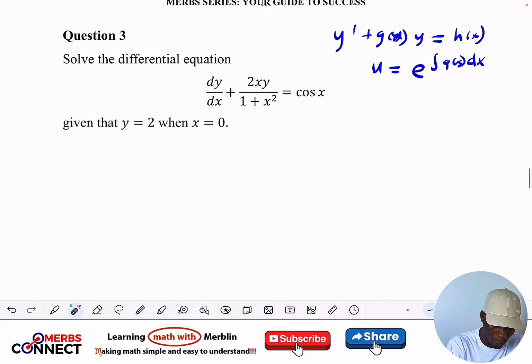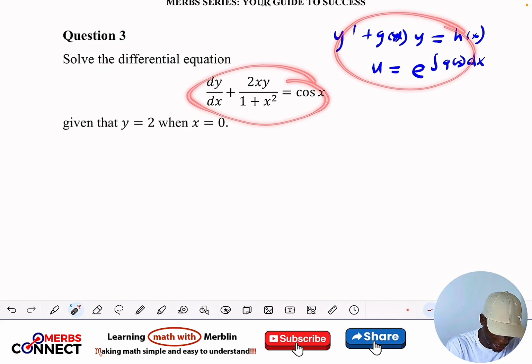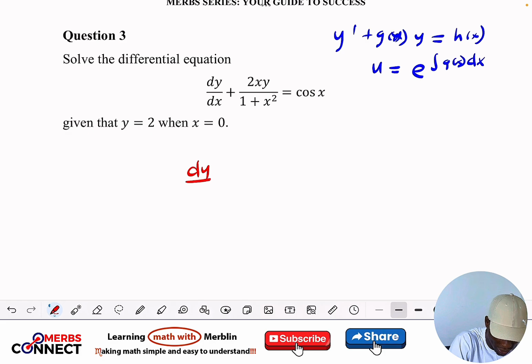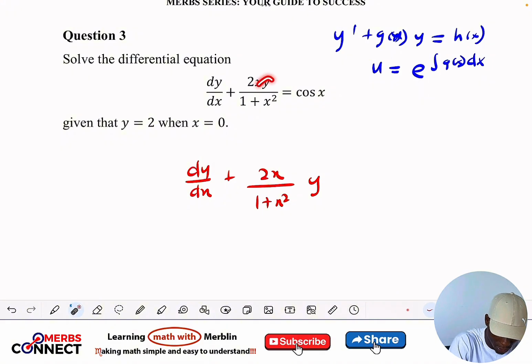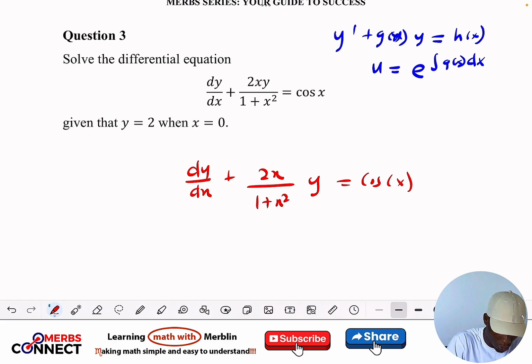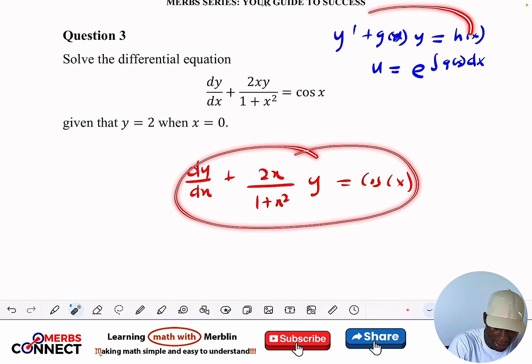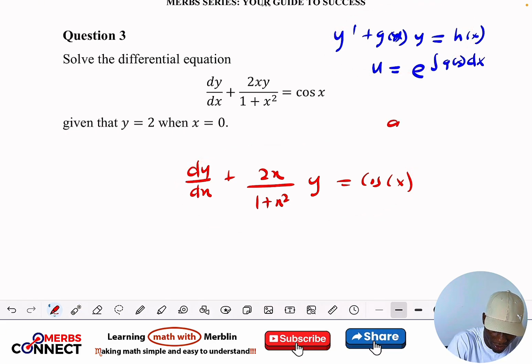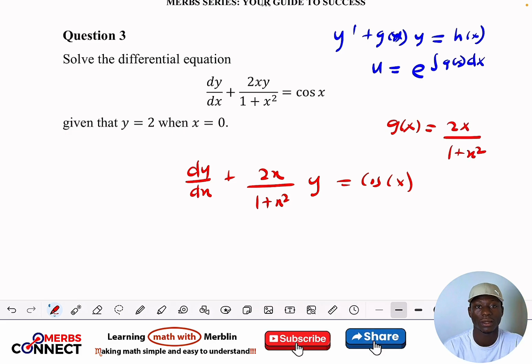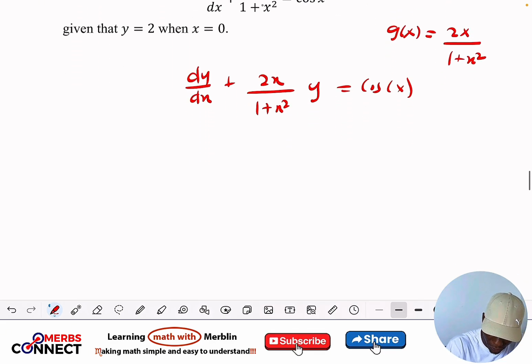Now when we compare this to this, I can write this one as dy over dx plus 2x divided by 1 plus x squared times y. I just brought the y here, which is equal to cos of x. When we compare, we can see that g of x is equal to 2x divided by 1 plus x squared. So now let's find mu, that is the integrating factor, and then we continue from there.